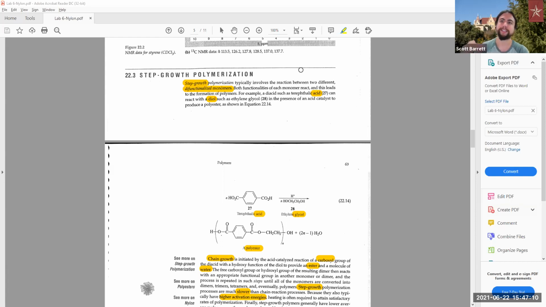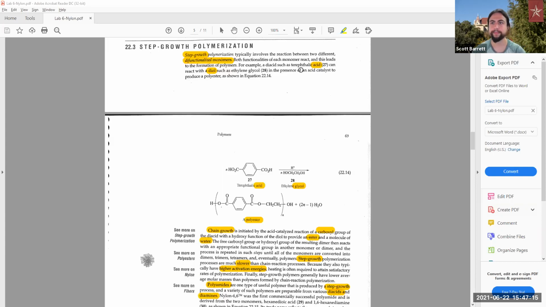And so this is typically involving the difunctionalized monomers. So that just means that it itself, the subset, has two functionalizations, difunctionalized. So for example, a diacid such as terephthalic acid can react with a diol. So this acid group with the carboxylic acid, see it's difunctionalized. There's two carboxylic acids, okay? It can react with ethylene glycol. And so you can see it as a CH2CH2 group bound together, and on each side it's difunctionalized with two alcohol groups. This is catalyzed by the presence of an acid catalyst.